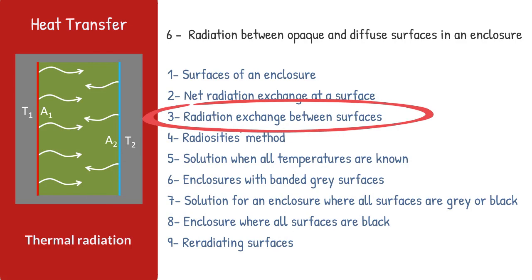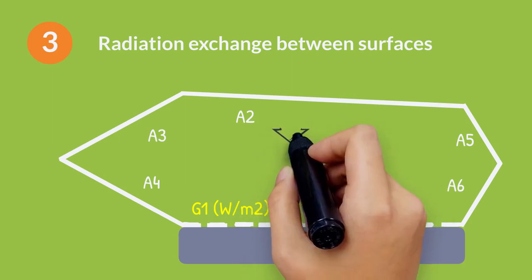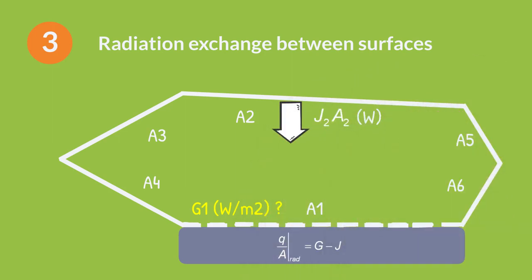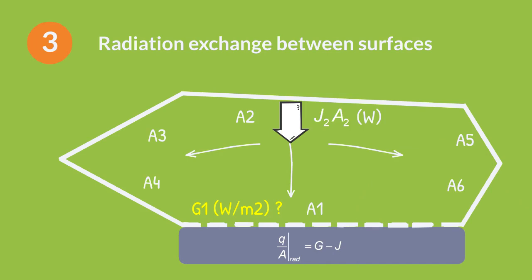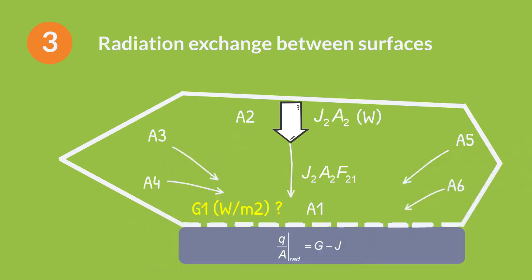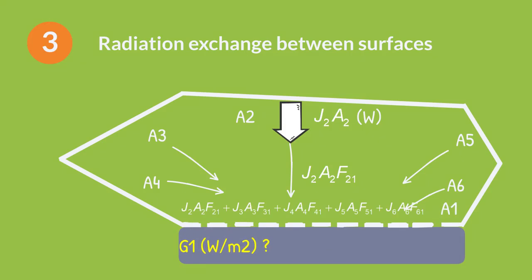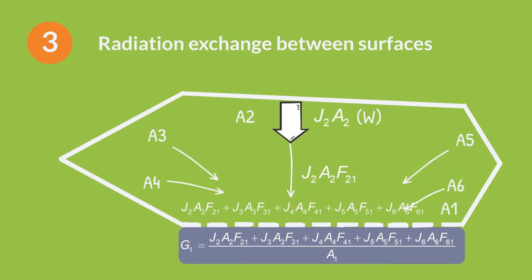Radiation exchange between surfaces. We are located on surface 1. The radiation leaving surface 2 is the product of its radiosity times its surface. This radiation is distributed throughout the enclosure. The radiation that leaves surface 2 and falls directly on surface 1 is obtained by multiplying by the view factor 2 to 1. We do the same for the rest of the surfaces of the enclosure. Adding the radiation that arrives from all the surfaces of the enclosure to 1, we have the incident radiation in watts. Dividing by the surface area 1, we have the irradiation in watts per square meter.